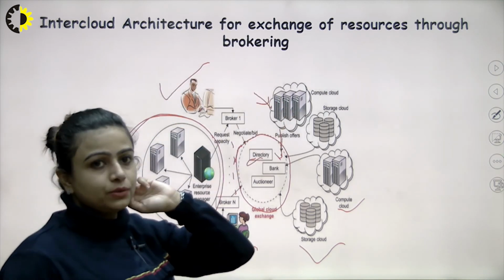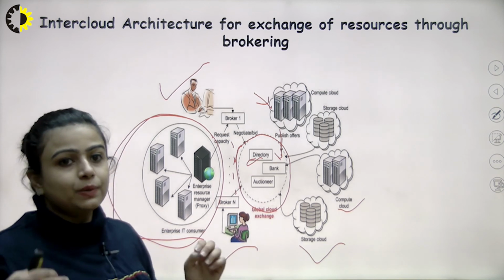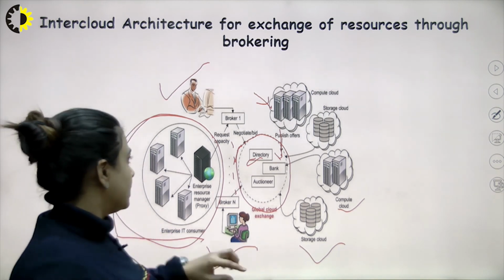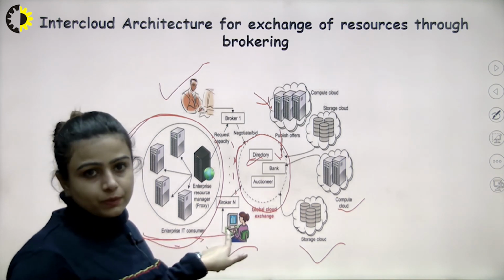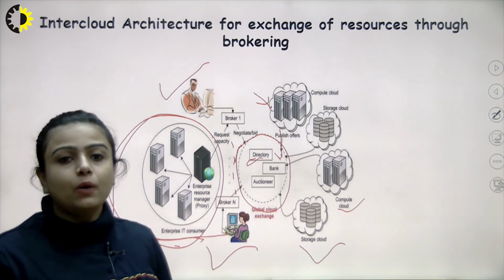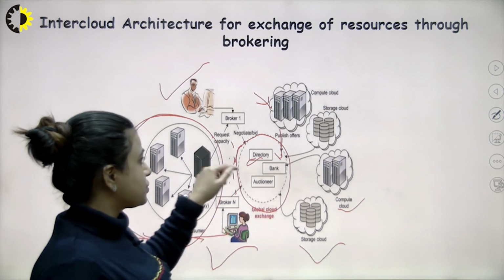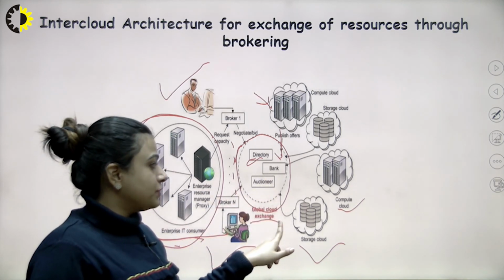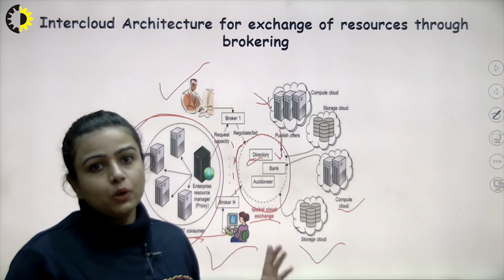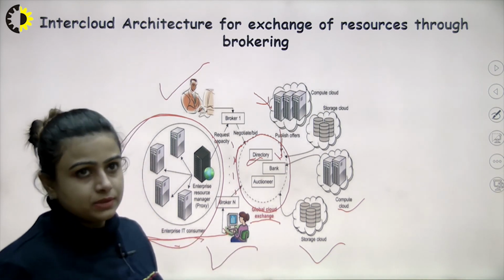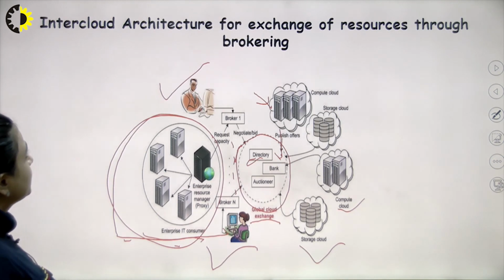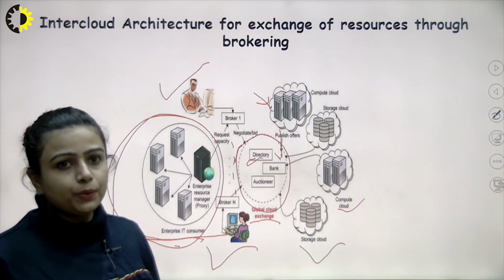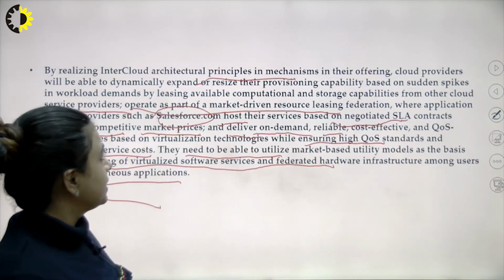This is the kind of architecture we have for the customer or the broker to request a kind of capacity. This is the kind of capacity or efficiency I'm looking for, and then this enterprise IT customer will be working on the requirements and how they can fulfill them. They would register it in their bank and auction it accordingly. So this is the global cloud exchange, where all over the globe we have a variety of services. So this is about your intercloud architecture for cloud exchange of resources through brokering. I hope I'm clear on this. Thank you.